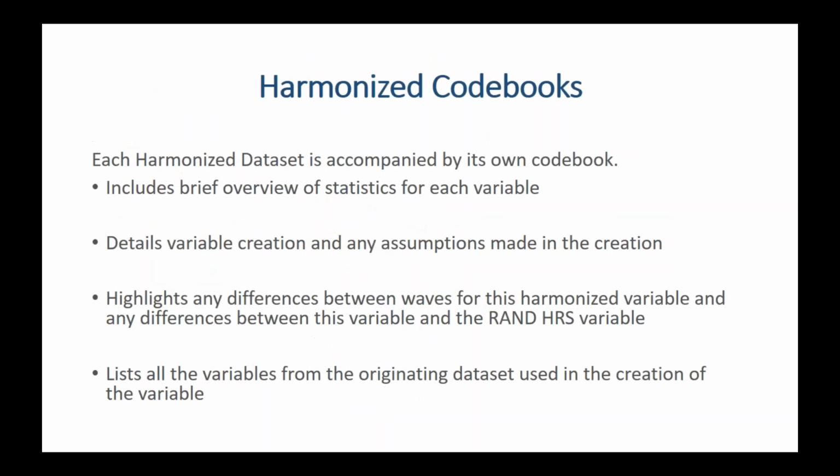We produce a lot of documentation in our harmonized codebooks about how things were done for each harmonized variable. So each harmonized dataset is accompanied by its own codebook. The codebook includes a brief overview of statistics for each variable. It details variable creation and any assumptions made in the creation. We highlight any differences between waves for this harmonized variable and any differences between this variable and the RAND HRS variable. So we always use the RAND HRS as our basis for comparison for explaining differences between different surveys.